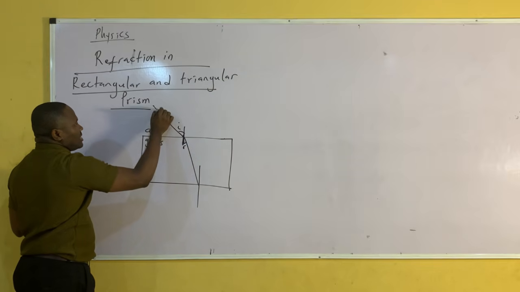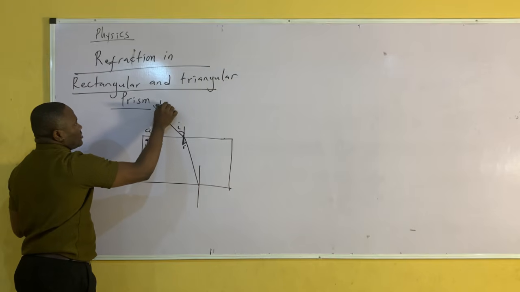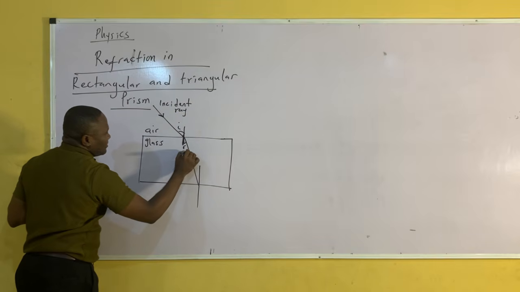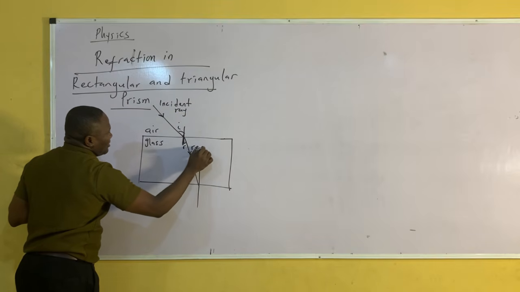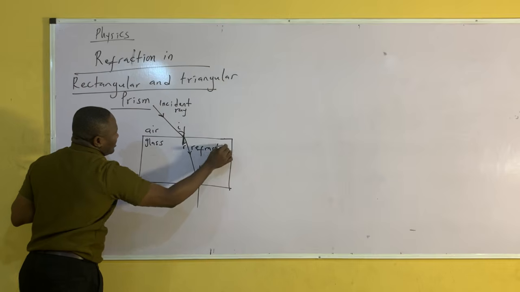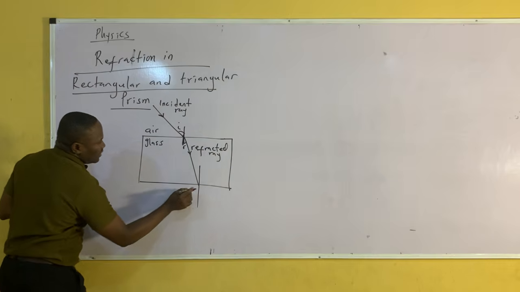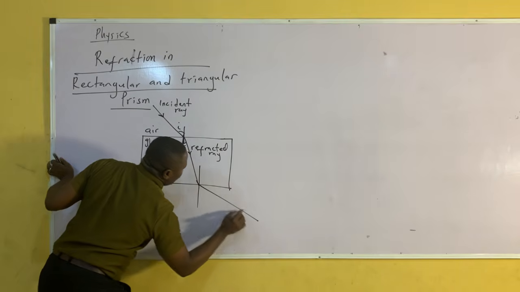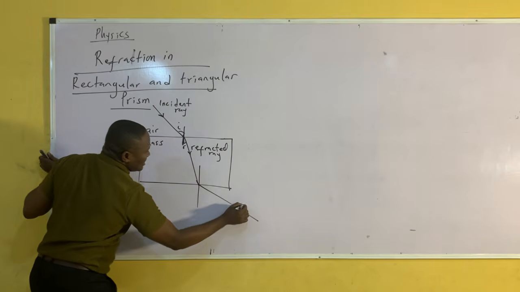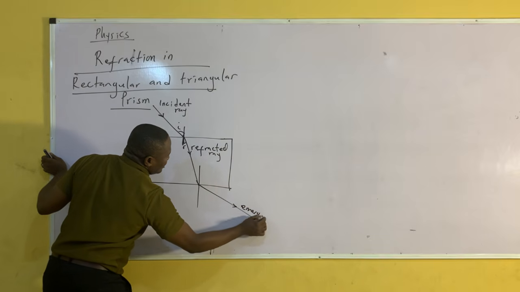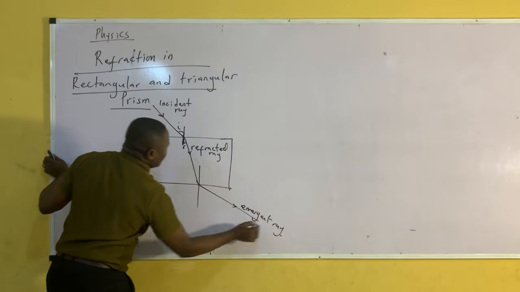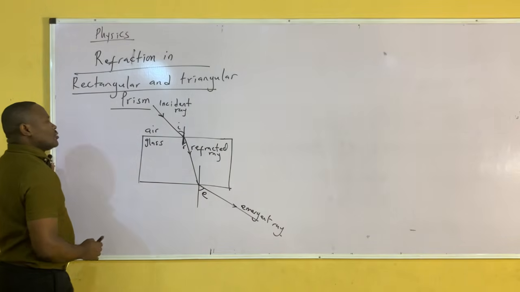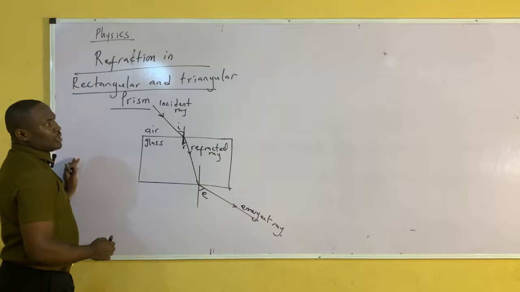Now this is the incident ray. This is the refracted ray. Then on getting here, something happens. It goes away from the normal. This is the emergent ray. Very important to know that this angle is not the emergent angle. This is for a rectangular block.